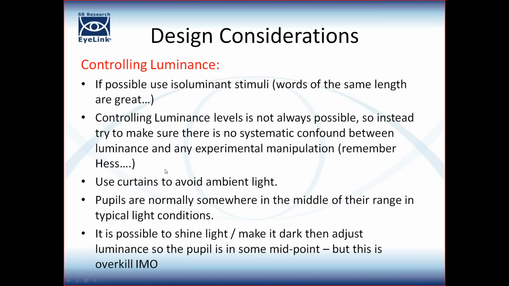But this isn't always possible, so really the simplest thing to do is to make sure that there's no systematic confound between luminance and any of your experimental manipulations. And I put "remember Hess" there because Hess, for example, showed arousing or positive valence images, which were generally images of naked people, so they were quite light, or the other way, I can't remember. Anyway, there was a confound between the types of images he was showing and their luminance.